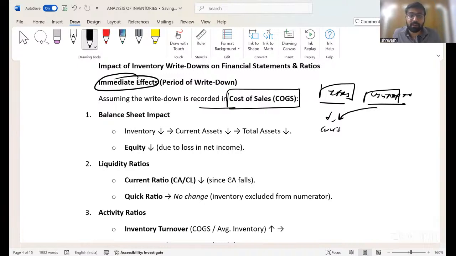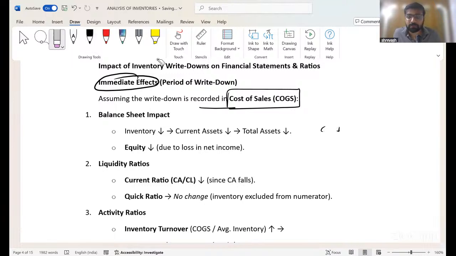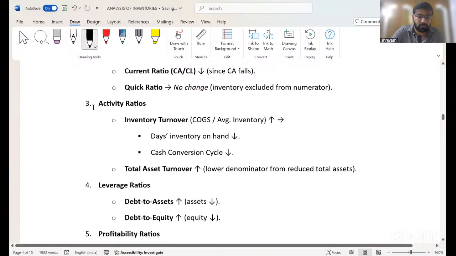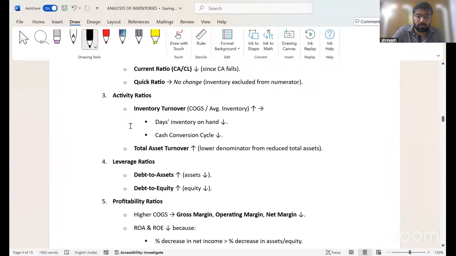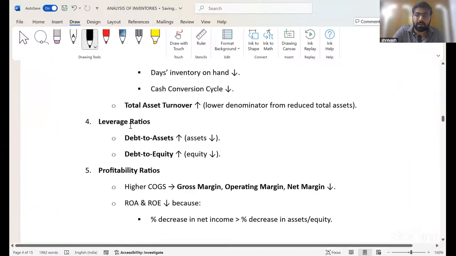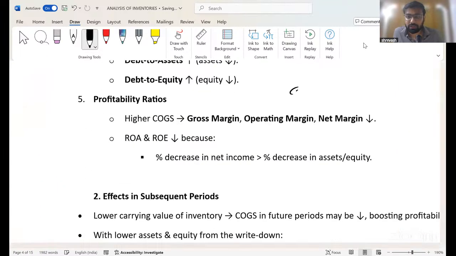What will happen as a result of this? Sir, first things first, my COGS will go up. If my COGS goes up, what happens to my profit? It goes down. So my gross profit margin, my operating profit margin, my net profit margin, everything will go down. Why? Because ultimately gross profit is calculated as sales minus COGS.